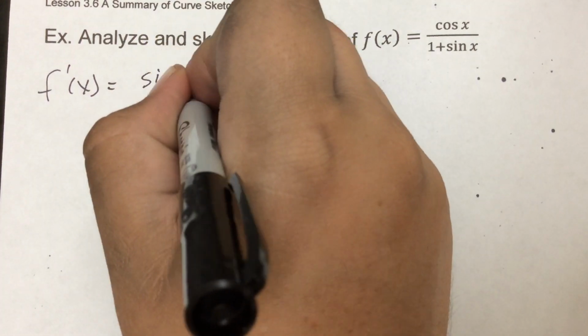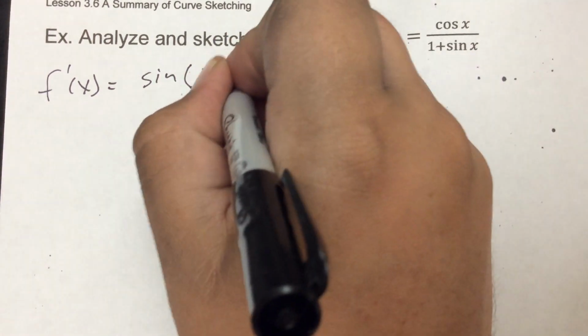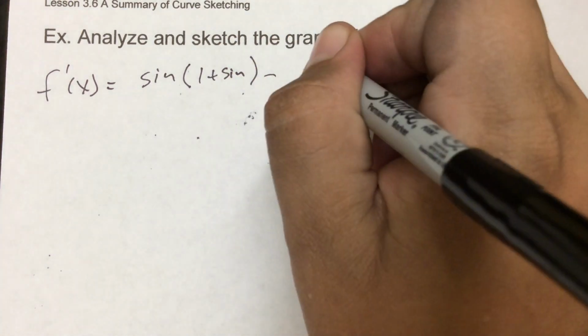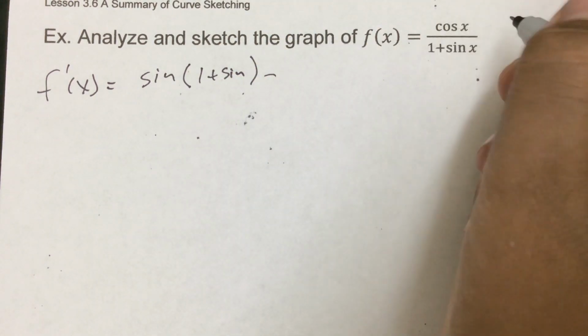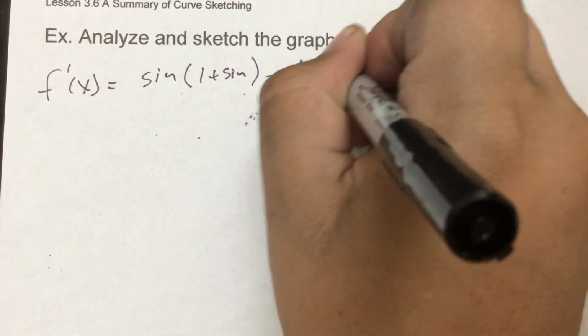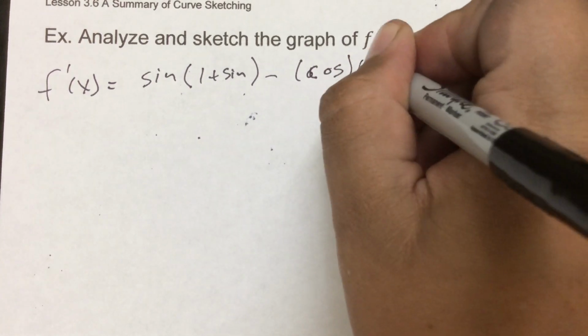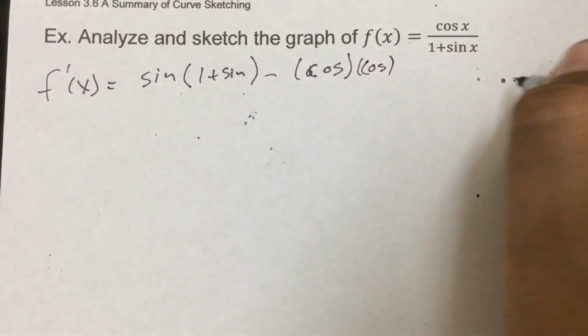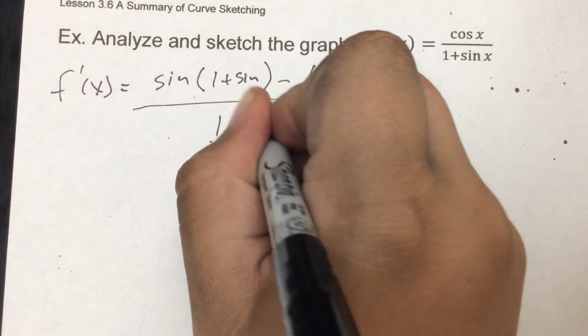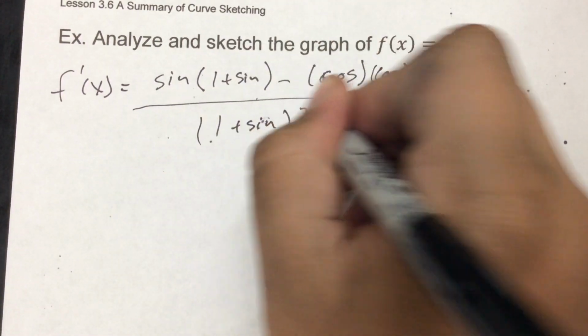So, derivative of the top, cosine would go to negative sine, times the bottom of 1 plus sine. I'm going to leave the x's out for now, just to simplify a little bit. Minus derivative of the bottom. Well, the 1 would go to 0. Sine would go to cosine, times our cosine up top. All over 1 plus sine squared.